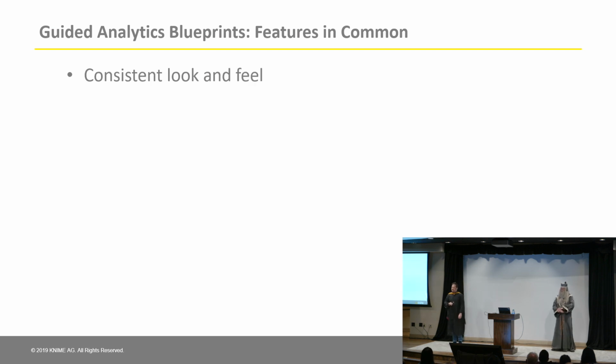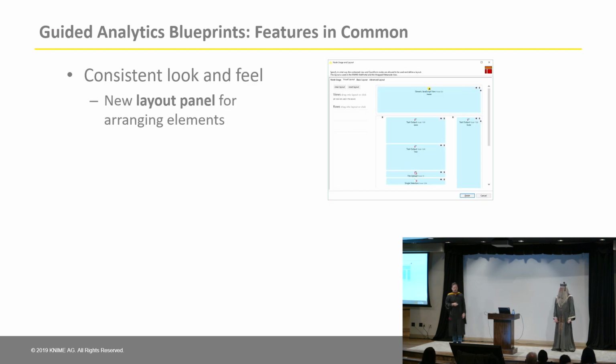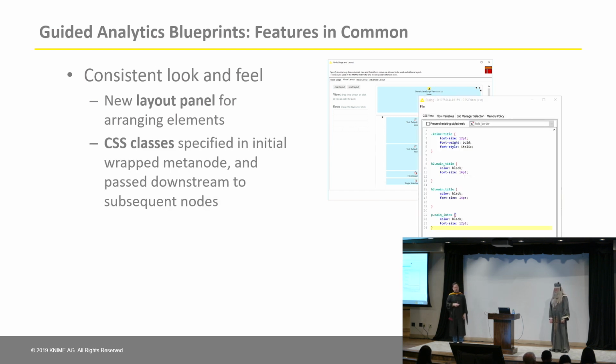So how did we achieve the consistent look and feel here? If you've played around inside of a JavaScript combined view, inside of a component, you may have seen this new layout panel. If you haven't seen it, I'd encourage you to check it out. When we have all of these different elements on the screen, we have a sunburst chart and a table view and maybe a parallel coordinates plot. Those were all arranged in a particular way using this layout panel. It makes it really easy to just drag and drop and move things around.